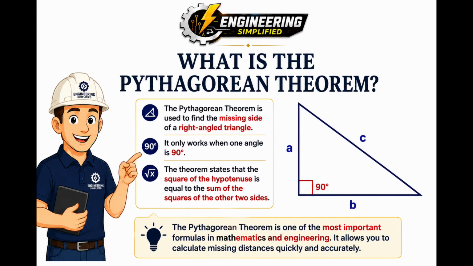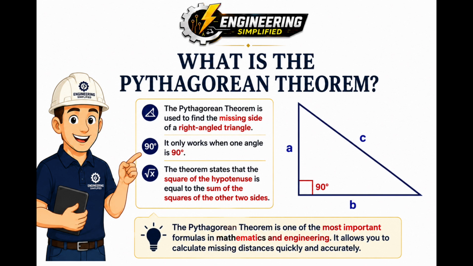So, what is the Pythagorean theorem? The Pythagorean theorem is used to find the missing side of a right-angled triangle. It only works when one of the angles is exactly 90 degrees. The theorem states that the square of the hypotenuse is equal to the sum of the squares of the other two sides. Before using the formula, let's identify the parts of a right-angled triangle.